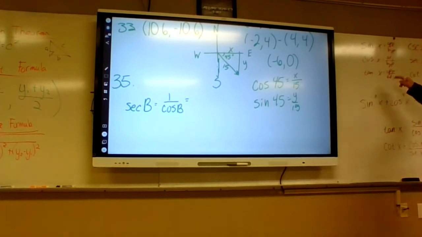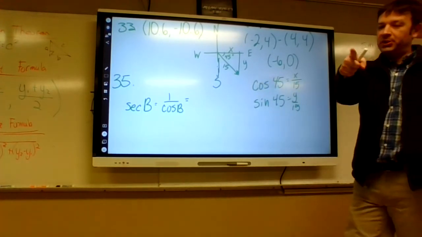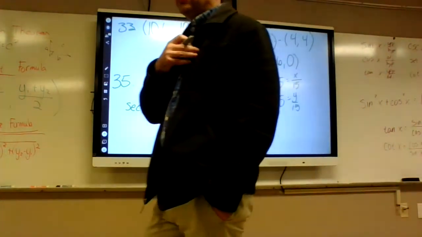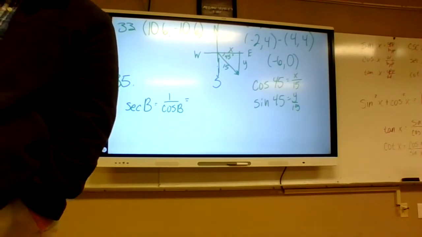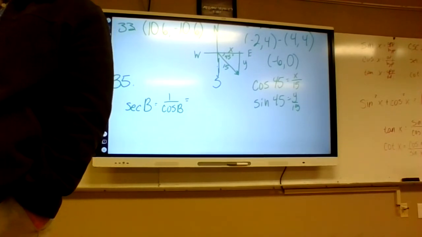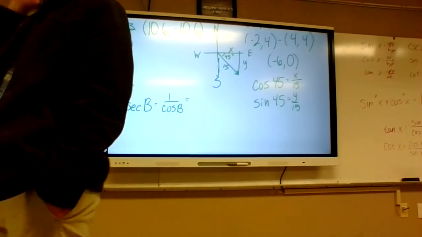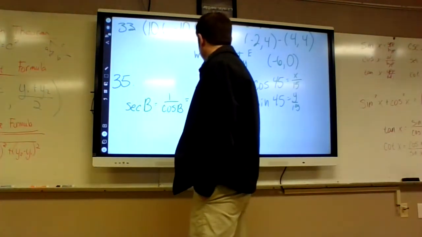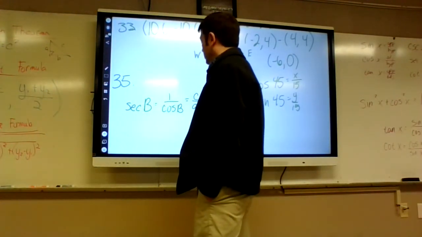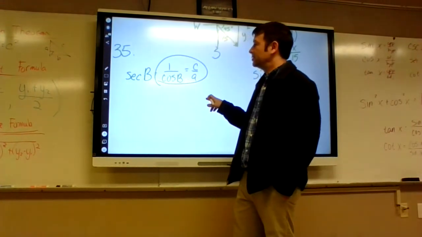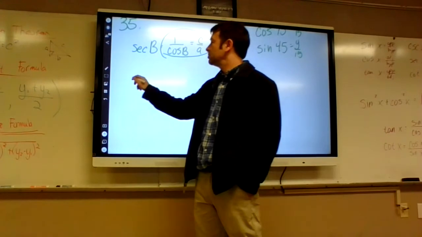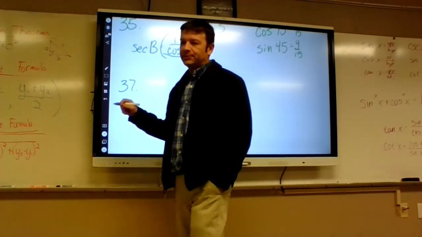Cosine is adjacent over hypotenuse, secant is hypotenuse over adjacent. So on that triangle in the picture, we need hypotenuse and adjacent. What's the hypotenuse relative to angle B? C. What's adjacent to angle B? A. So it's just C over A. There are two answers, those two things. That's all they wanted.